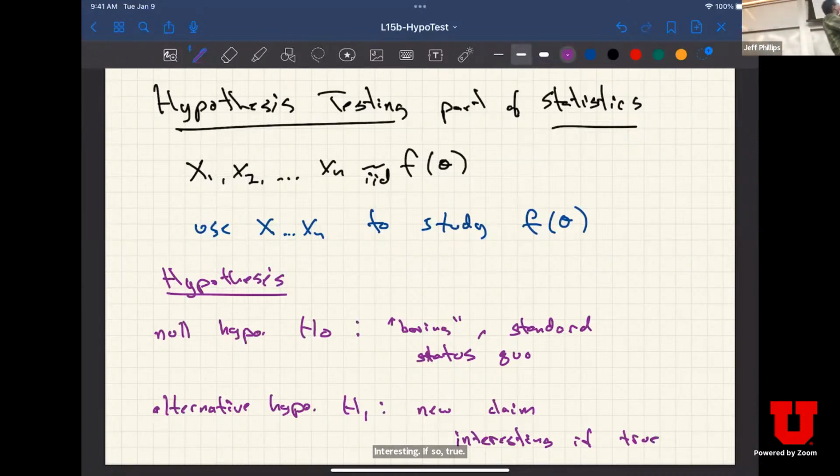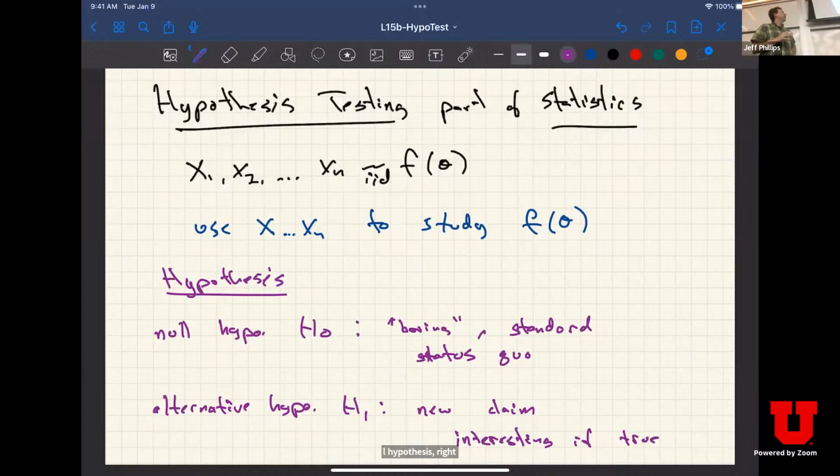And now we'd like to say, does the data, do the observations, support the alternative hypothesis, with the null hypothesis as the fallback or the default? If we didn't have any data, I'd probably say the null hypothesis is the case. But maybe I can gather data and then say, I think the alternative hypothesis is possibly true over the null hypothesis.